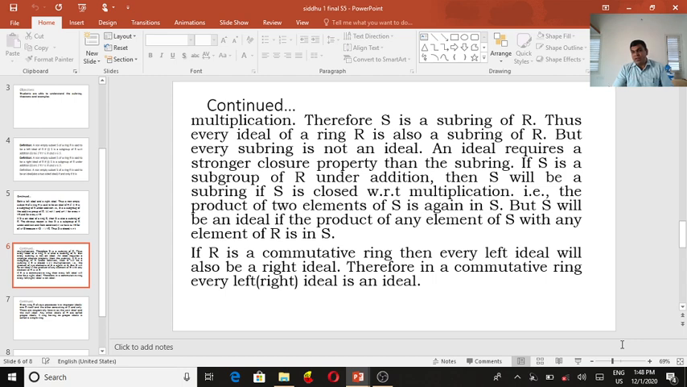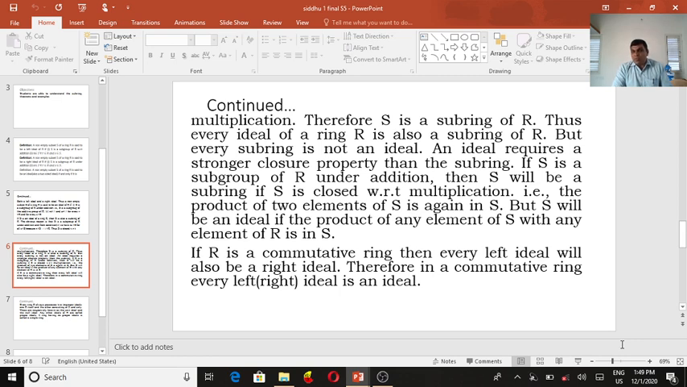Subring, right. Multiplication is stronger. I give examples. Next slide, observe. But every subring is not an ideal. An ideal requires a stronger closure property than the subring.